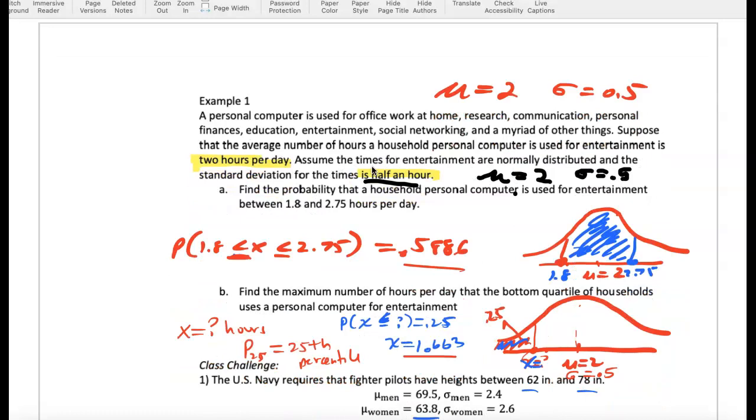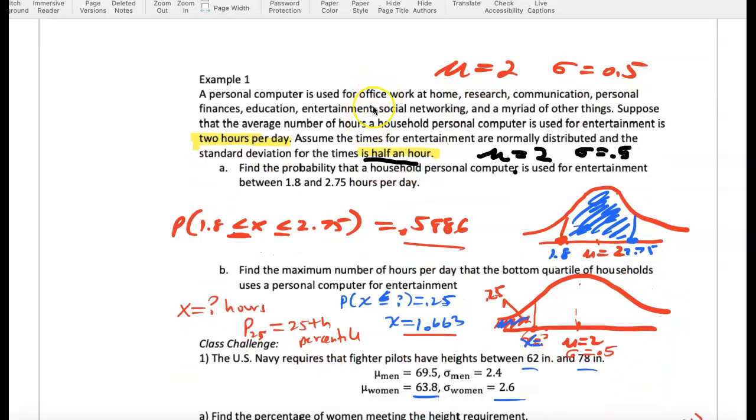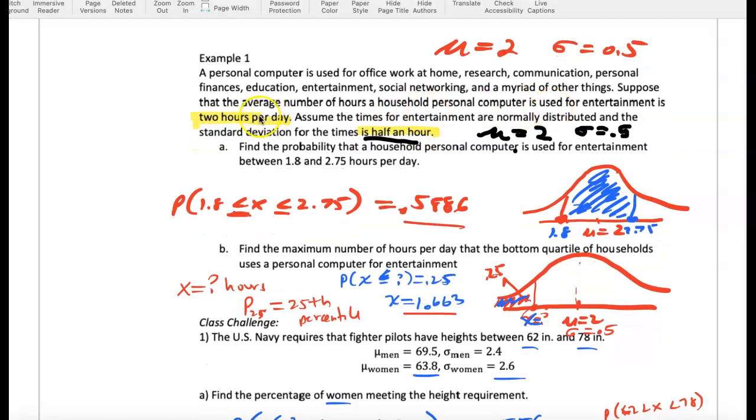But here's an example. A personal computer is used for office work, at home, research, communication, and so forth. Suppose the average number of hours a household computer is used is 2 hours a day, with a standard deviation of 0.5. Those values are obtained through statistical data collection, such as surveys or a tracking system. When we put all the data together, the average is 2 and the standard deviation is a half.